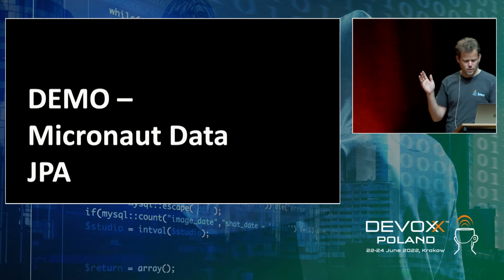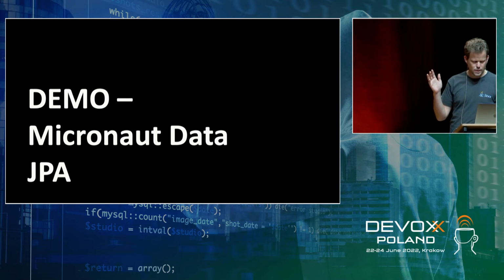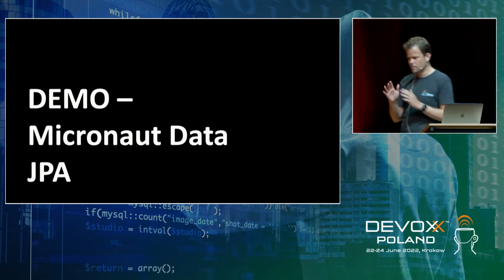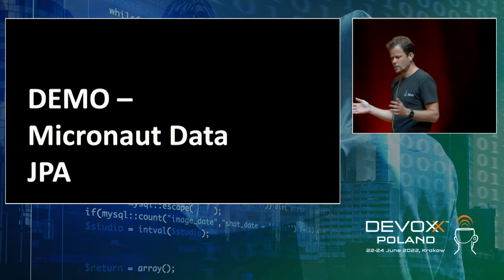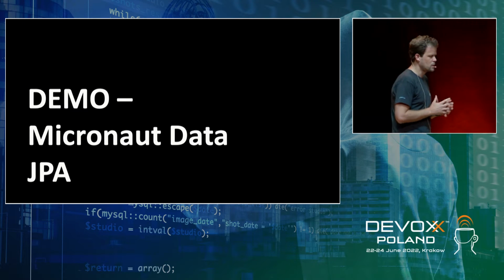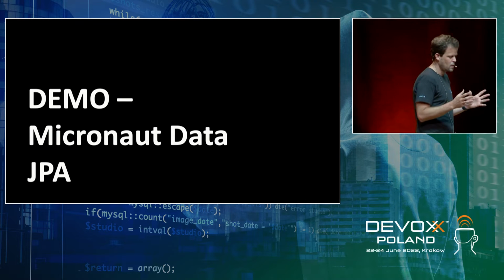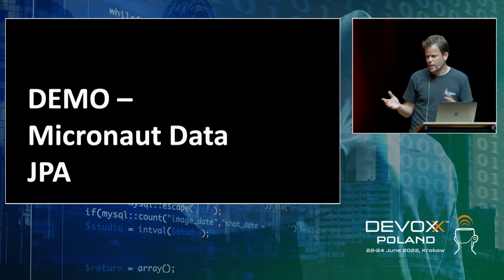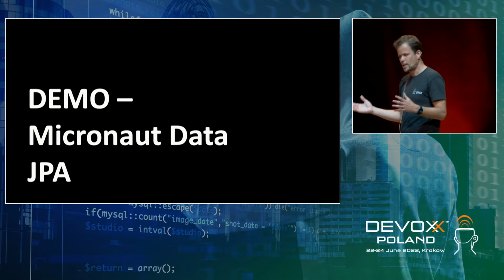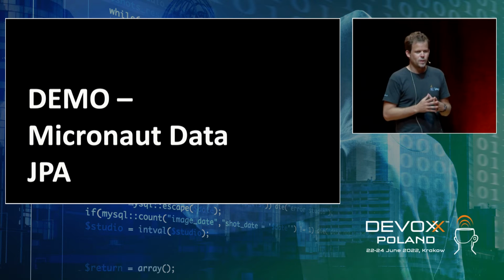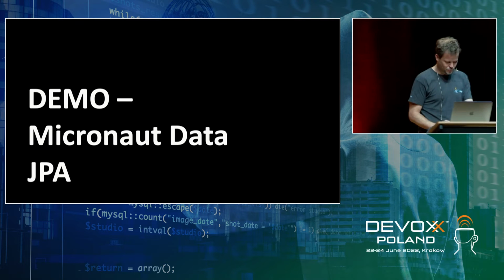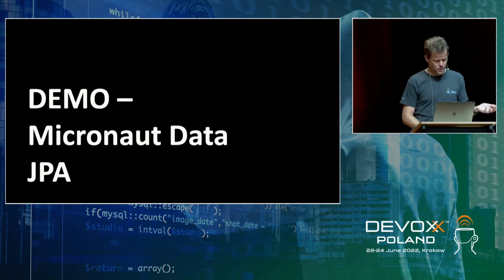And the first thing I want to point out is that Micronaut Data has multiple implementations, right? So the first implementation I'm going to show you is Micronaut Data JPA. Micronaut Data JPA, as you can imagine, is built on JPA, and JPA just means Hibernate nowadays, pretty much. So it's a Hibernate-based implementation, right?